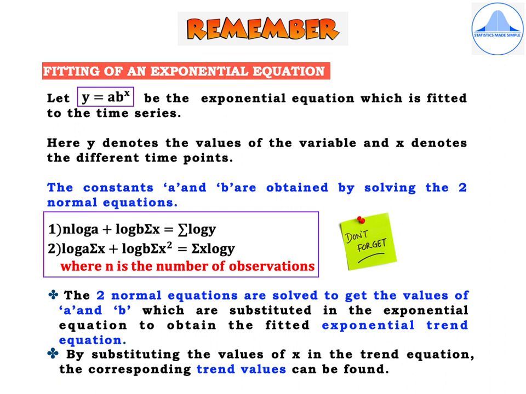Now the two normal equations are solved to get the values of a and b, which are substituted in the exponential equation to obtain what is called the fitted exponential trend equation. And by substituting the values of x in the trend equation, the corresponding trend values can be found.